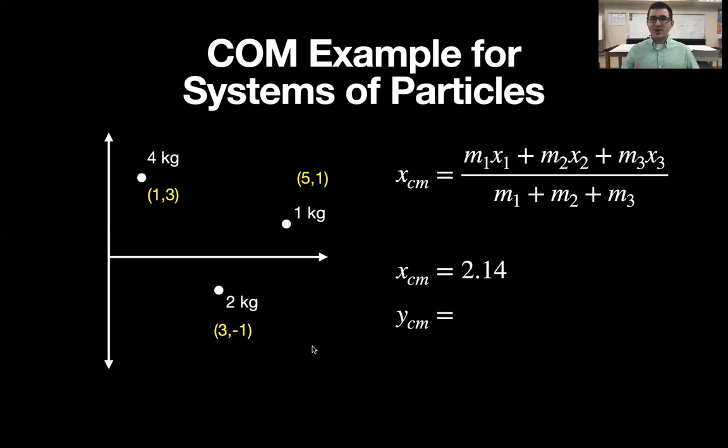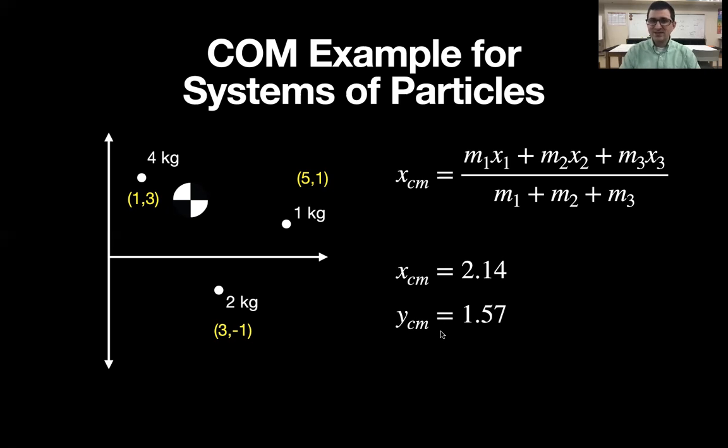So what I ask that you do now is pause the video and do the same thing for the y coordinate of the center of mass by using the same equation and then just replacing all the x's with the y's. So if you do that, you should get a y coordinate for the center of mass of 1.57. Which is again the mass weighted average position. So then that looks like it's right here, which again makes sense because it's closest to the heaviest object, but it got pulled down and to the right.